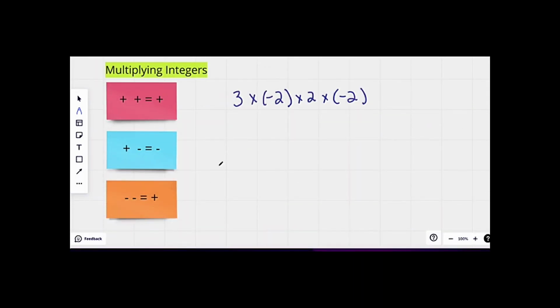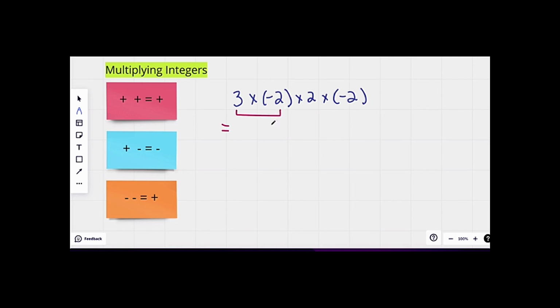Okay, I wanted to try something a little bit more tricky because now we have more than just two numbers to multiply. And so we've got 3 times negative 2 times 2 times negative 2. So we've got lots of negatives in there and lots of positives. So the best way to do this is to take this step by step by doing 2 at a time.